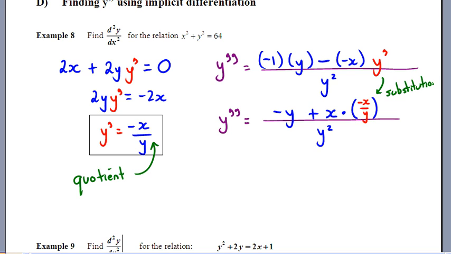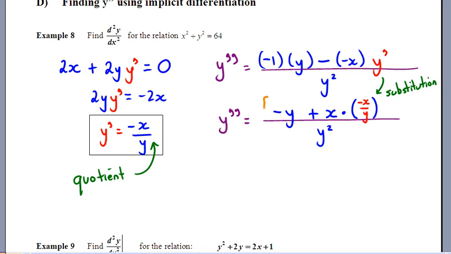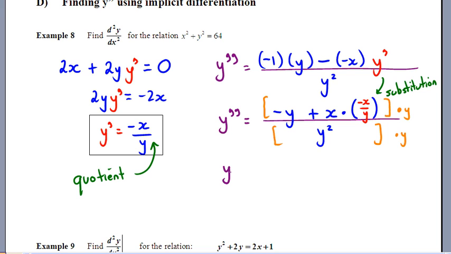That way this thing that I'm almost finished with has nothing but x's and y's in it. I really don't like the way it looks though. It's got fractions inside fractions. So let's play our usual game here. Let's give the very top of this fraction and the very bottom of this fraction a little nudge. Let's multiply them both by y. That'll make it look nicer.